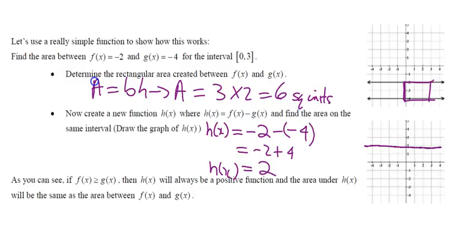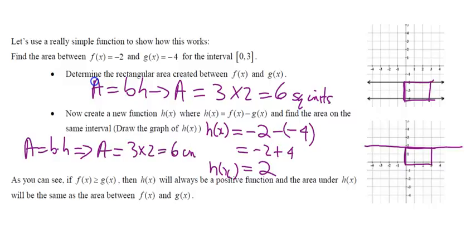So here's the new function here. And we want that area, which is also 6, right? Yeah, so area is base times height. Area is 3 times 2, which is 6 units squared. So as you can see, if f of x is greater than or equal to g of x, then h of x will always be a positive function, and the area under h of x will be the same as the area between f of x and g of x, right?